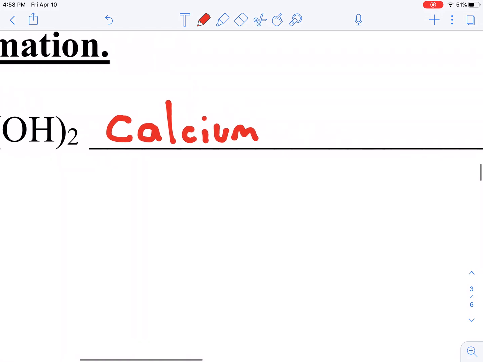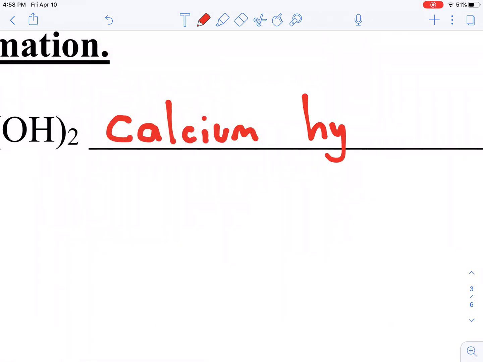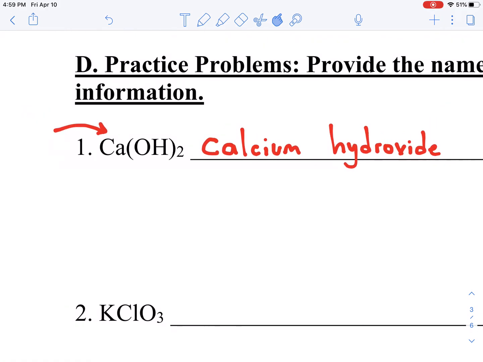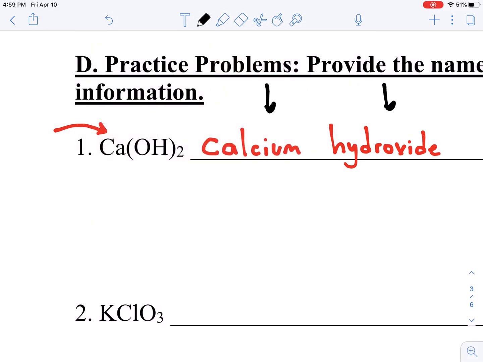What's left after calcium? Well, OH is hydroxide. So we write out calcium hydroxide. And you might say, well, wait a second, that doesn't seem like it's enough information to write that formula. Like, what if I just gave you that name? Don't we need to tell people what these charges are? Like, how are they going to turn that into that? How are they going to know where to put the 2's?